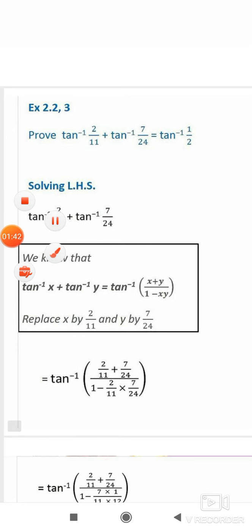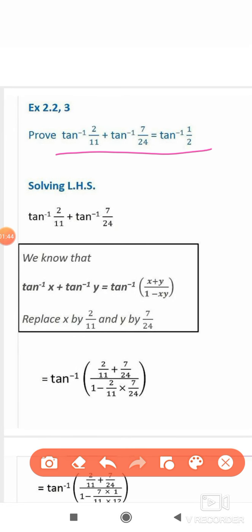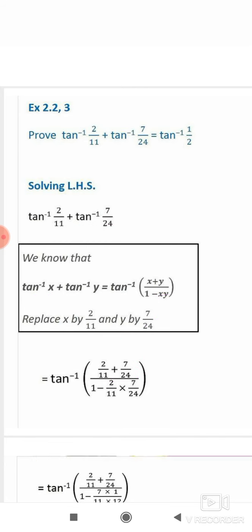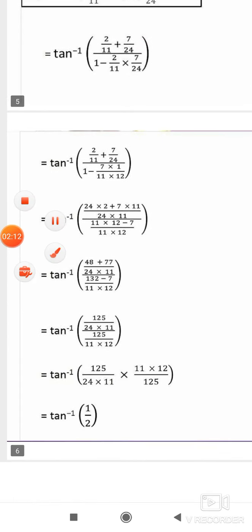Fine. Now question number 3. In this question they are saying prove this: tan inverse 2 over 11 plus tan inverse 7 over 24 is equal to tan inverse 1 by 2. So we will take the left hand side. We will apply the formula tan inverse x plus tan inverse y is equal to tan inverse of (x plus y) divided by (1 minus xy). Replace x by 2 by 11 and y by 7 over 24. Then tan inverse of (2 over 11 plus 7 over 24) divided by (1 minus 2 over 11 into 7 over 24). Fine. Now solve this.